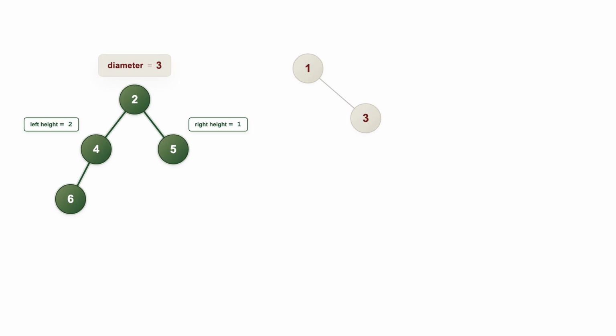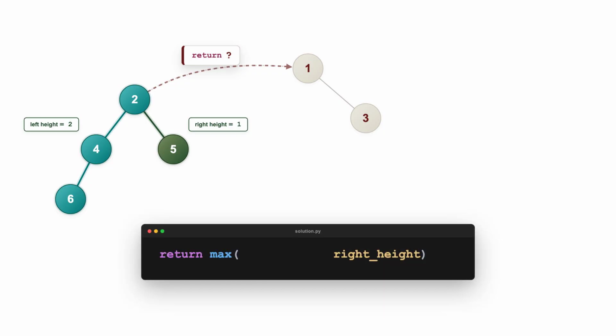Now the second question is, what do we return upward to the parent? We cannot return the diameter upward because once we move upward, the path can no longer split into two. From the parent's view, this subtree collapses into a single extendable path, which is simply the longer of the left and right paths. That means we return max of left height, right height plus 1. The plus 1 comes from the current node itself since the height includes the node we are currently standing on.